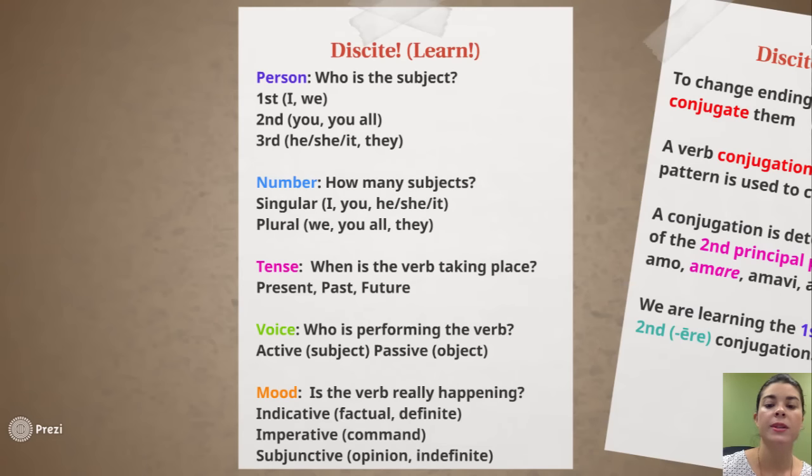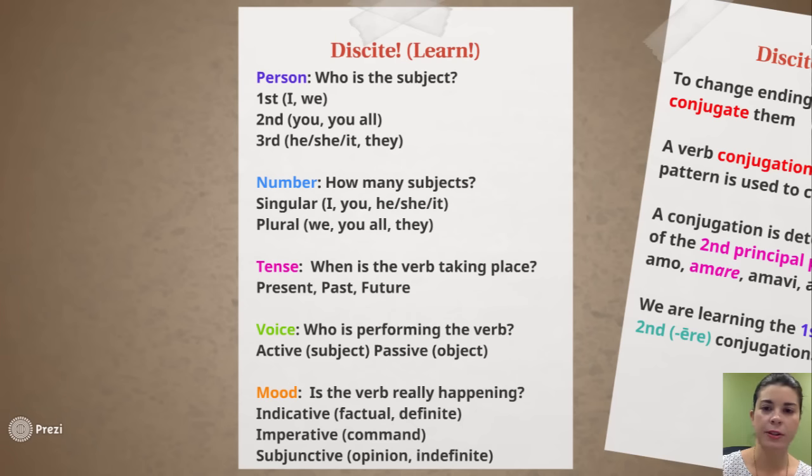Tense is when the verb is taking place, present, past, and future in English. Voice is talking about who is performing the verb. Now that is different from who is the subject. So when it's active, the subject is doing the action. But when it's passive, an object is technically performing the action on the subject. It's kind of weird, but we don't use passive as much in English. But we'll get into that much later, so don't worry about it for right now. Mood is the verb really happening? So this is the indicative, which is factual, definite. I go to the store.